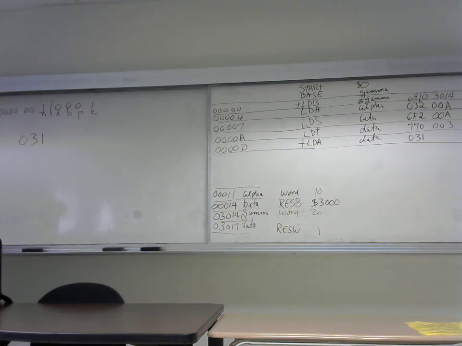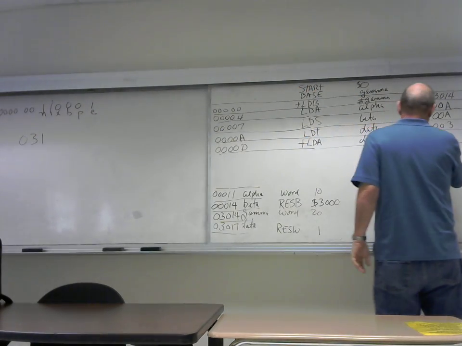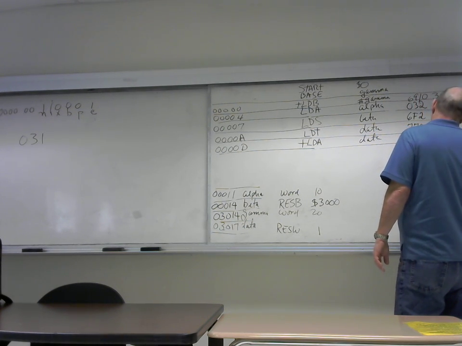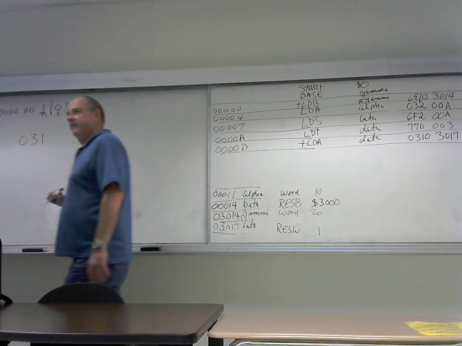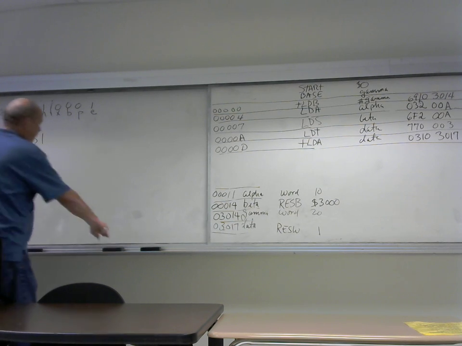Let's finish this plus LDA data. So what's the rest of it? 03017. It's the actual address. Good? Okay, but let's take another look at LDT data.